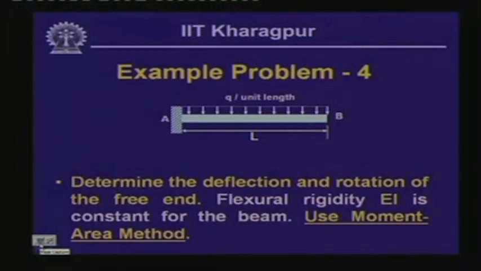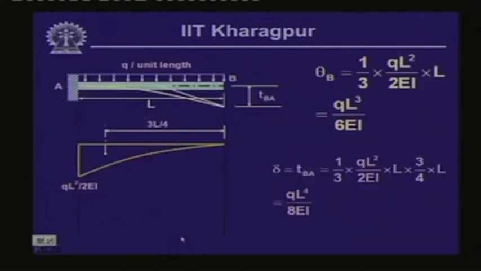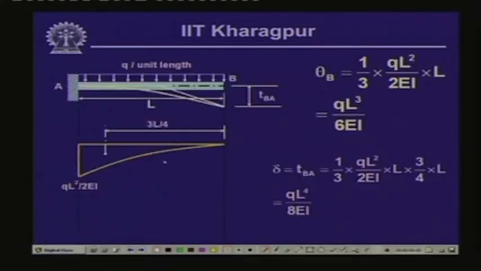Well, we have another example where it is a cantilever beam subjected to uniformly distributed load, and the flexural rigidity EI is constant for the beam. You will have to use the moment area method. Now, here of course, you will get a diagram which is not a linear one. We have seen diagrams which are linear, and thereby it was easier to adopt the moment area method.